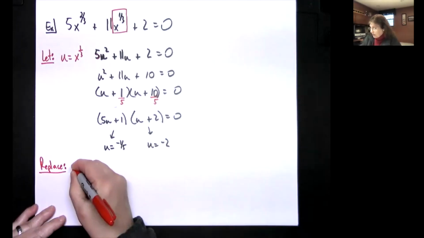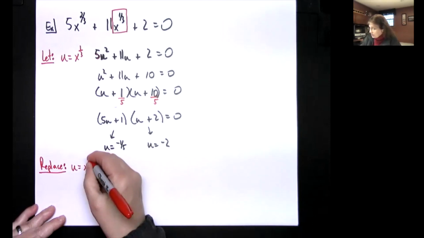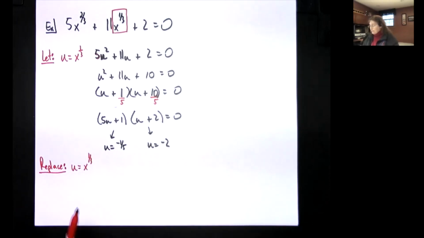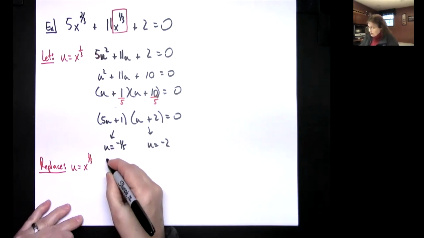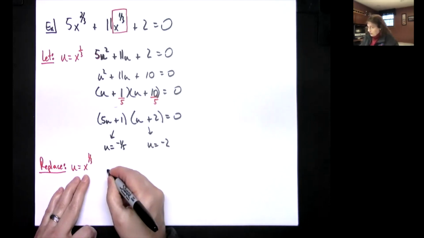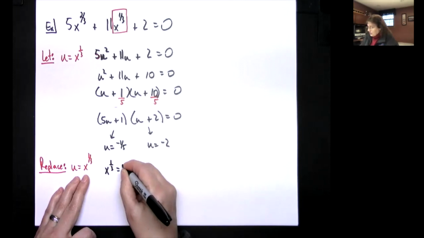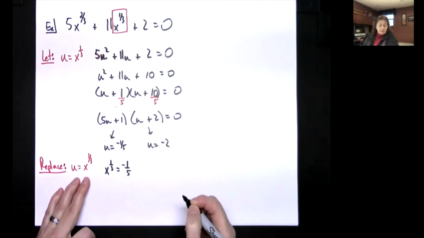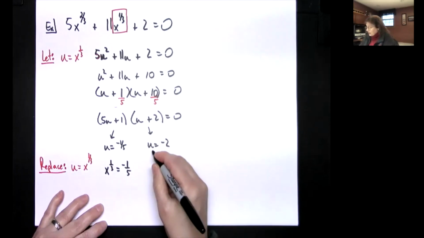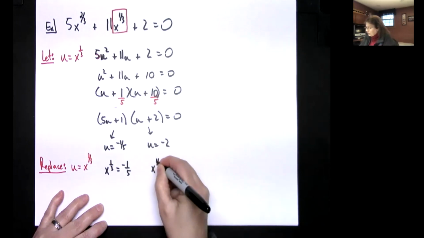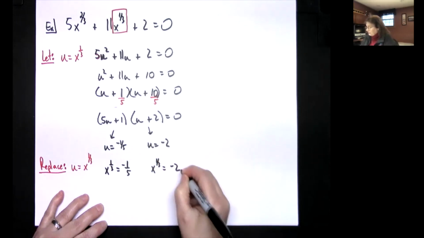Okay, so we're going to replace our u, which is equal to x to the 1/3. So I'm going to replace that u with x to the 1/3. So I'm going to have x to the 1/3 equals negative 1/5. Here I'll have x to the 1/3 is equal to negative 2.